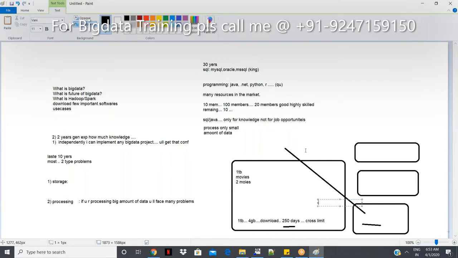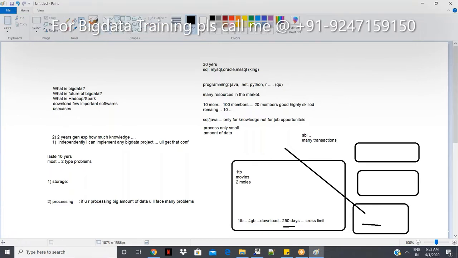Similarly, in the software industry also, what is the problem? For example, bank ATMs, SBI, or Google Pay. Every day they generate many transactions. In the same scenario, you get approximately 100 GB per day.